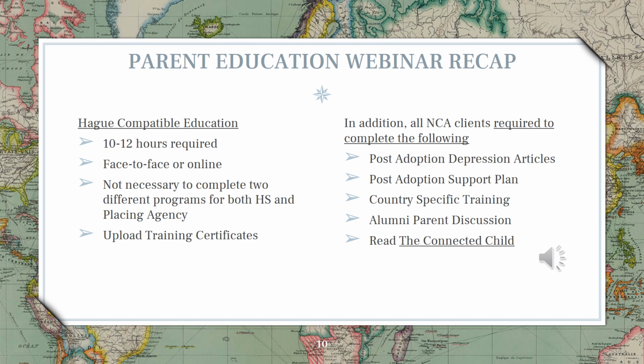As a recap to the education webinar, all adoptive families are required to complete 10 hours of Hague education prior to completing their home study. Additional education requirements consist of reading about and understanding post-adoption stress and depression, completing a post-adoption support plan, learning about the history and culture of your child's country, speaking with a parent who has previously adopted a child from Haiti through Nightlight, and reading a book titled The Connected Child. You will end up with more than 12 hours of education to help prepare you for parenting an adopted child.